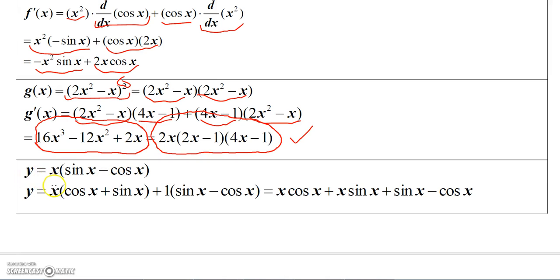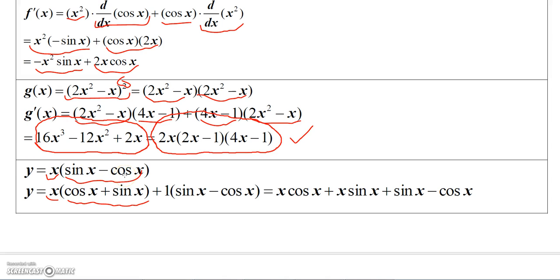Okay. I've got one more here, and in this one, u is just x, where v is this difference, sine x minus cosine x. And so now watch what I'm going to do here. Watch carefully. Since u is x, I'm just going to bring down x. There's the u. And then this is actually the derivative of this difference. And let me show you why. The derivative of sine x is just cosine x. That's one of our formulas.